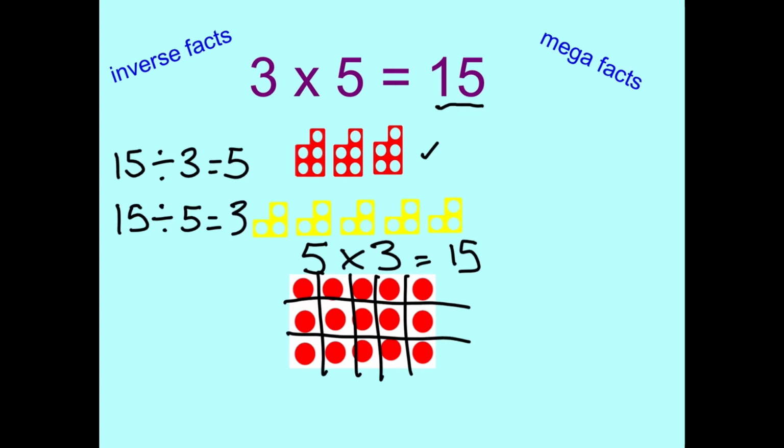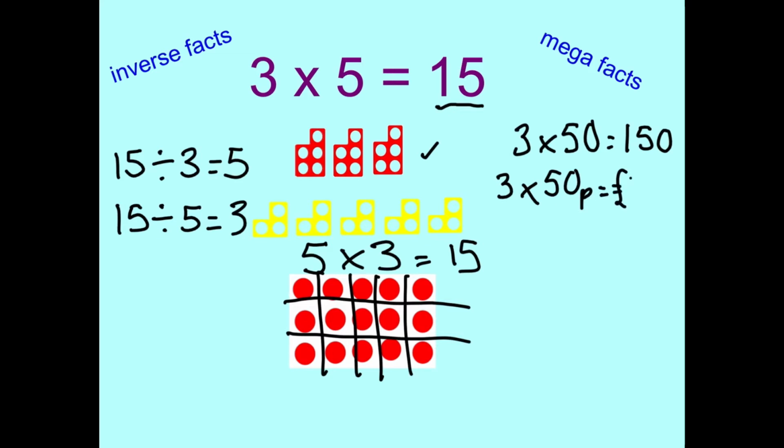So if we're going to do a mega fact, it's easier to think of it as in money. So 3 times 50p's, how much money would you have? It would be 150 pennies, or £1.50. So I might write that as if it's money as well. So 3 times 50p equals, let's do a pound sign, £1.50, because that's quite a useful fact to know.